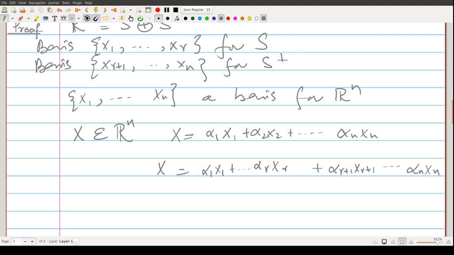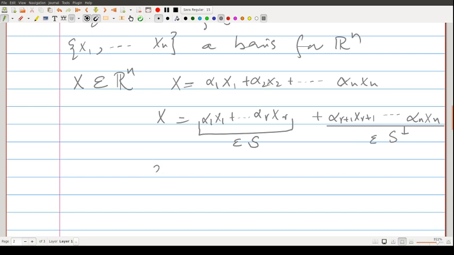Now this first collection is in my subspace S because it is a linear combination of the vectors which were a basis for S. So this vector belongs entirely in the space S, and this vector, because it's made up of a linear combination of the basis for the orthogonal complement, belongs to the orthogonal complement of S. And so I can say that x is simply u plus v, where u belongs to S and v belongs to the orthogonal complement of S.